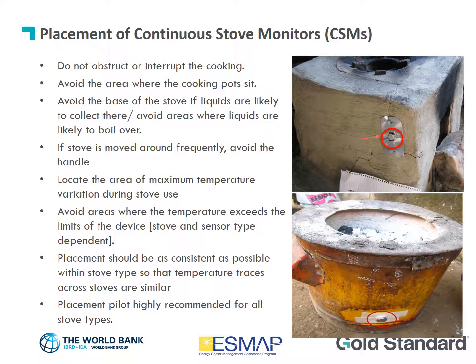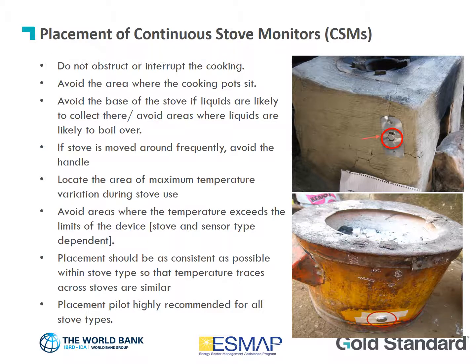The placement of stove use sensors can be quite variable as there are many, many different kinds of stoves and the temperature thresholds for the sensors varies as well. But some important things to remember are that we don't want to obstruct or interrupt the cooking in any way, especially if you're using a bulkier device. It's important that it's not getting in the way of the primary cook. We also want to avoid the area where the cooking pot sits, as this can break the sensor. We want to avoid the base of the stove if liquids are likely to collect there, and avoid areas where liquids are likely to boil over. If the stove is moved around frequently, we want to avoid the handle.